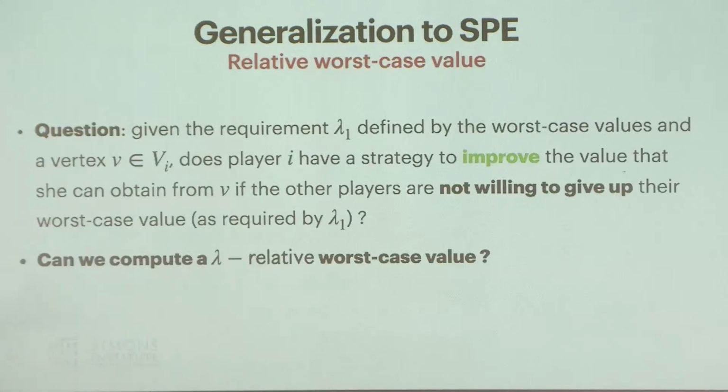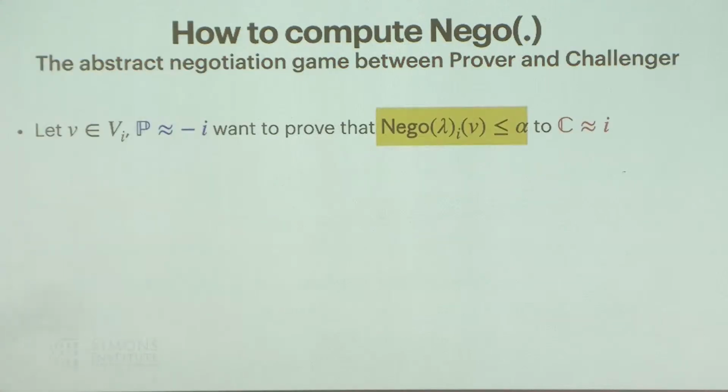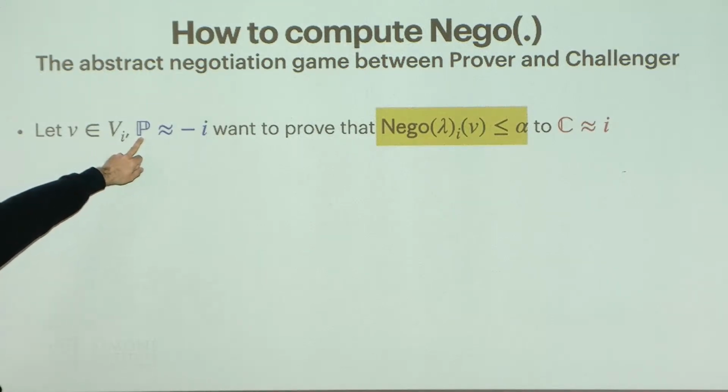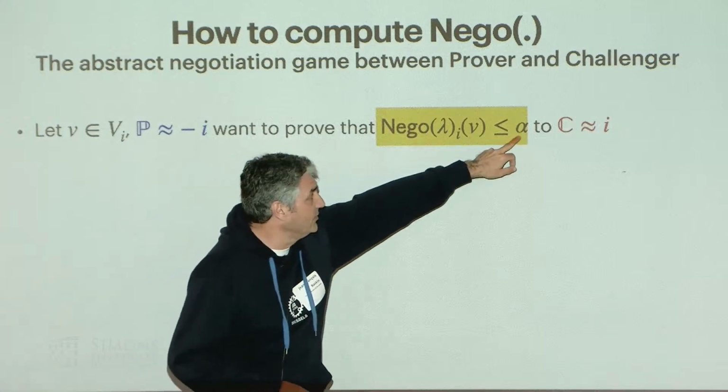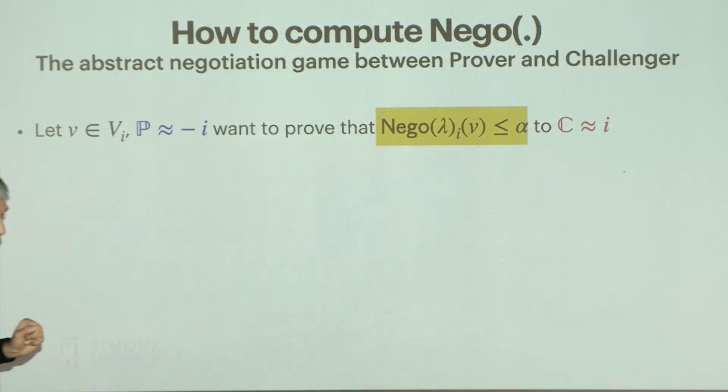And so I will use a game for that. This game will be played by a prover that wants to prove that you cannot improve on the value that you have for the moment, and a challenger that will represent player I, who will try to improve on that value. So the prover will represent all the other players, and the challenger will represent player I.